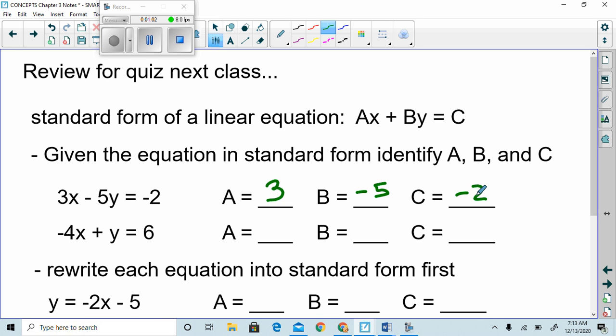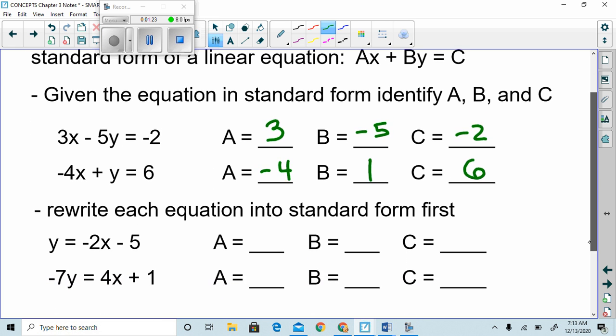Second problem, -4x plus y equals 6. Coefficient in front of x is -4. Coefficient in front of y, gave the answer away, is 1, and the constant is 6.